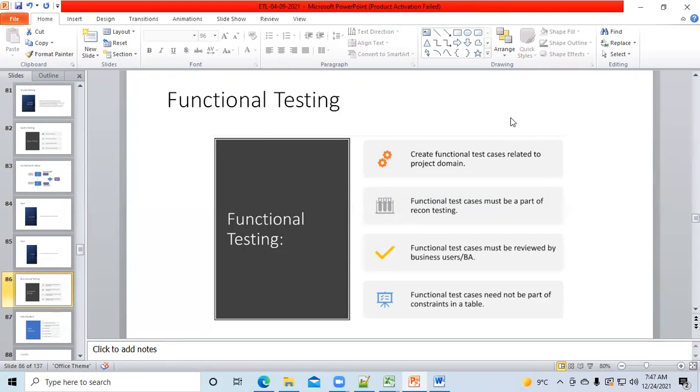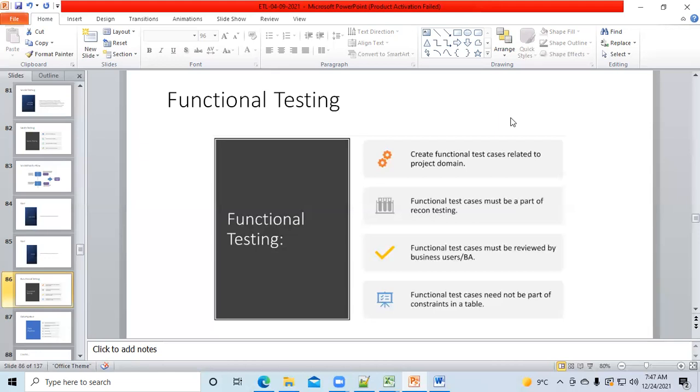Suppose a transaction happened. Your company has invested money in some other startup, but you have not got the information about the shares you have purchased. It is zero. How is that possible? If you have invested money, you should be getting some number of shares. But if the number of shares is not coming, it means some data is missing. So these are some functional test cases.